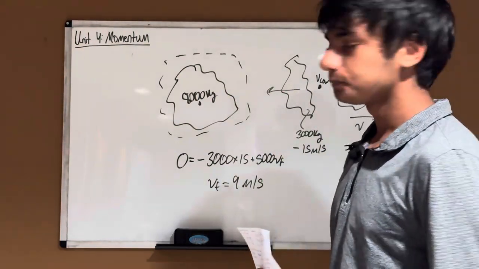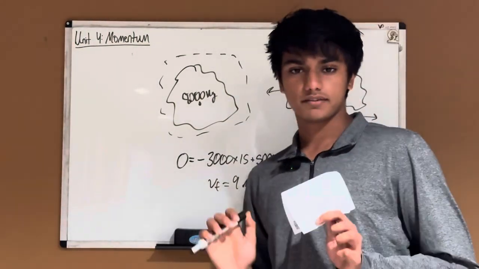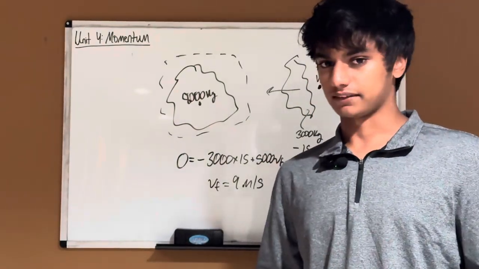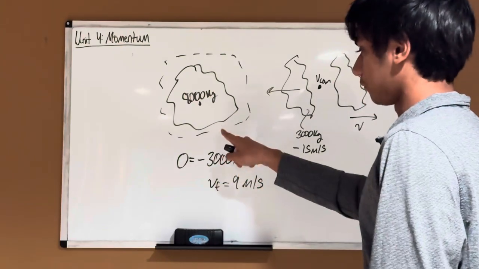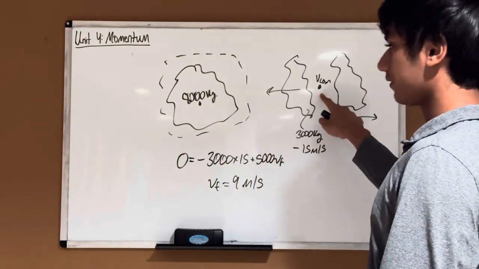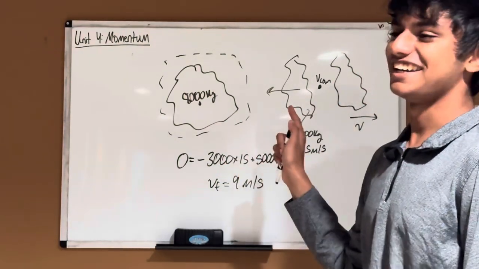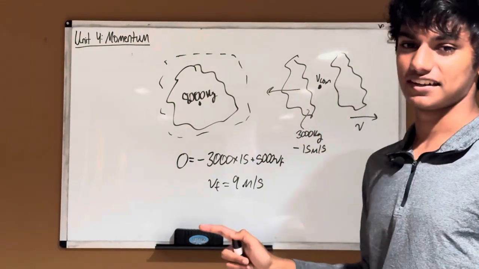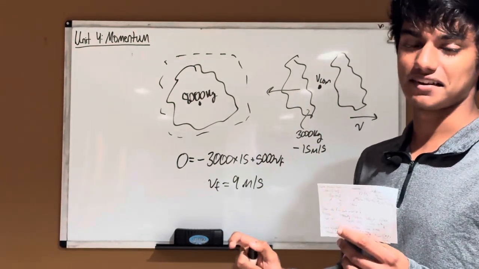The reason why is because, again, the velocity of the center of mass does not change if there are no external forces acting on the system. In this case, there are no external forces acting on the system. Therefore, the velocity of the center of mass of the system does not change.